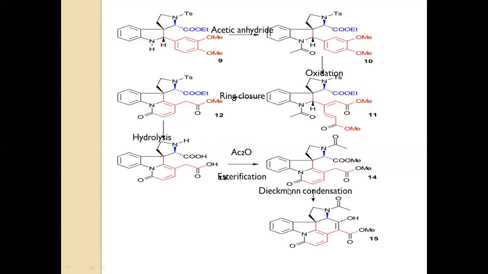This again on further treating with acetic anhydride. On treating with acetic anhydride, again you can see that methoxy group is formed. Here OMe is formed and acetoxy group is formed. Then again here you can see Dieckmann condensation. This is also a ring closure. So here the ring is closed.